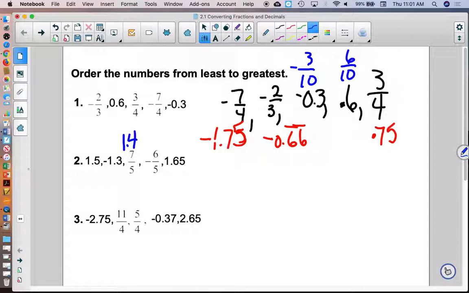Well, if I have -6/5, do I have a whole? Yeah. So I know I have -1. And how much more? 6/5 is -1, and how many more fifths? Okay. Cole, 6/5 is -1, and how many more fifths?